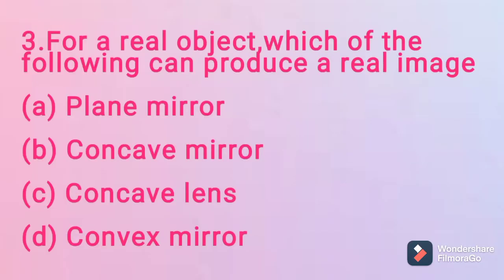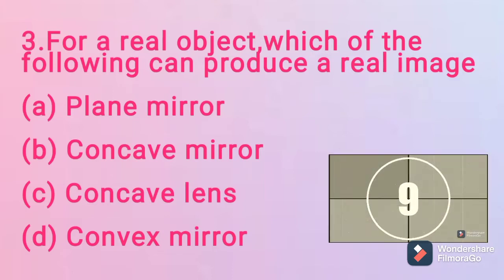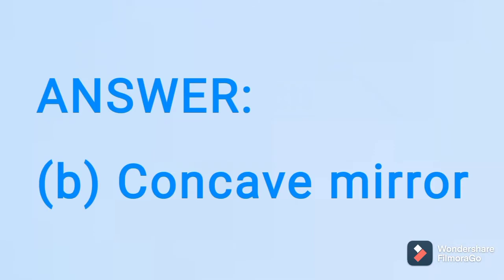Third question. For a real object, which of the following can produce a real image? Option A plane mirror, option B concave mirror, option C concave lens, option D convex mirror. And the answer is option B, concave mirror.